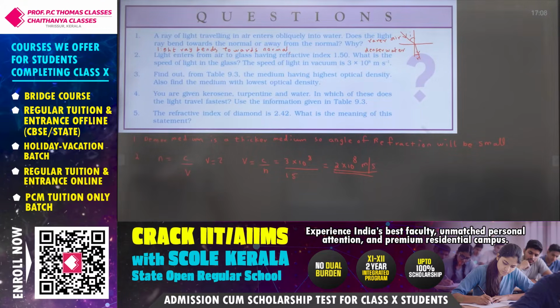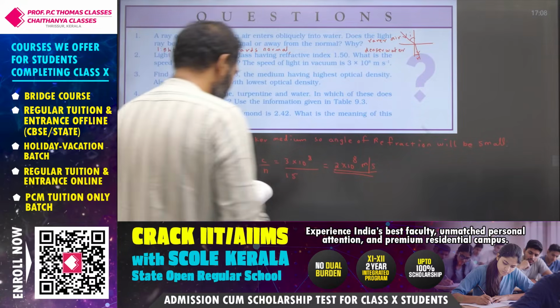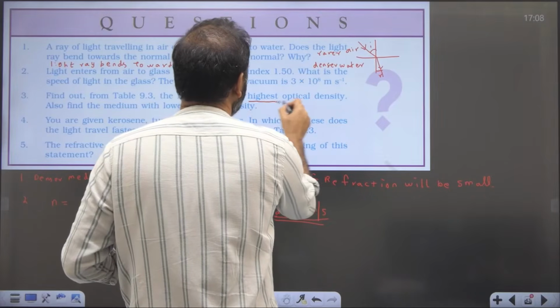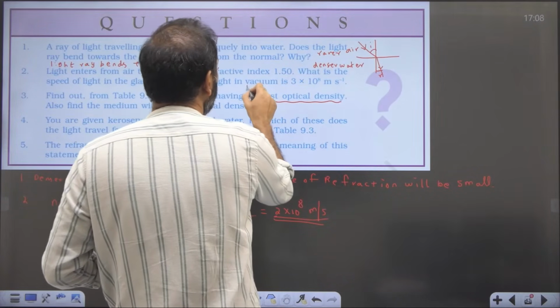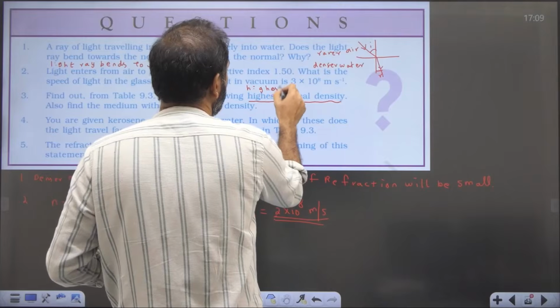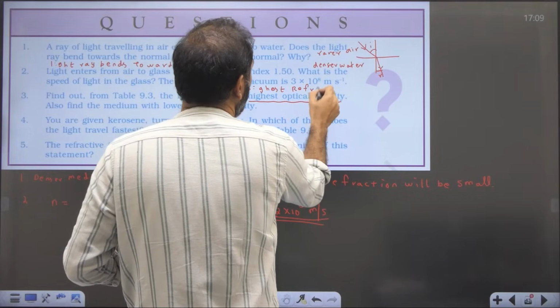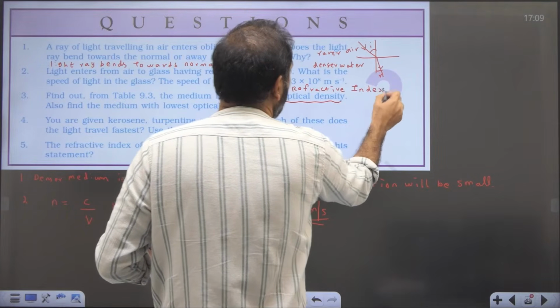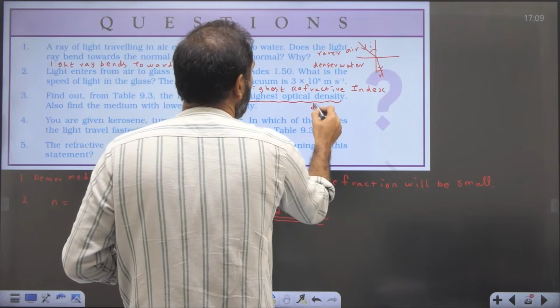Find out from table 9.3 the medium having highest optical density. Also find the medium with the lowest optical density, that we have discussed at the time of taking that topic. Medium with the highest optical density means what? Highest optical density will have highest refractive index. So which medium is having highest refractiveness and highest optical density? Diamond.